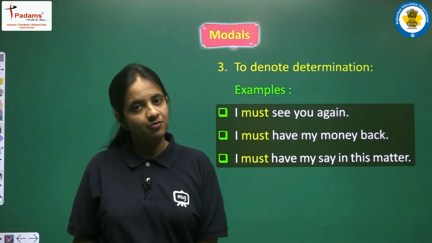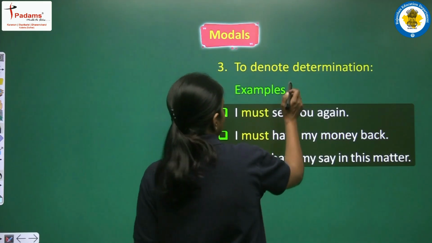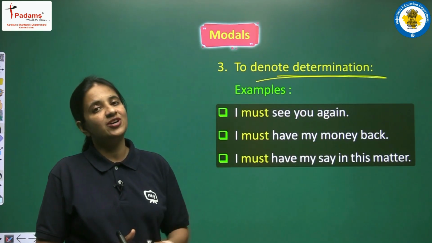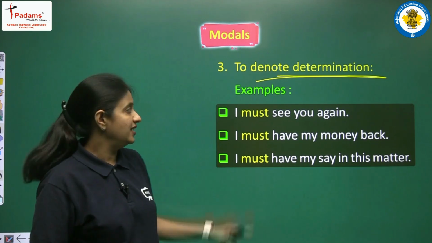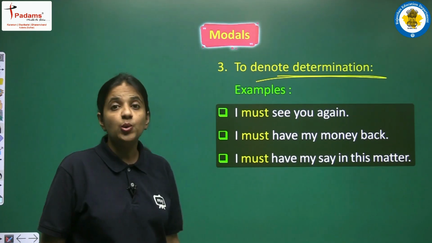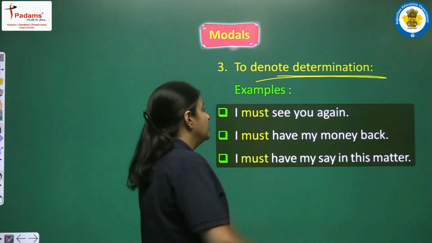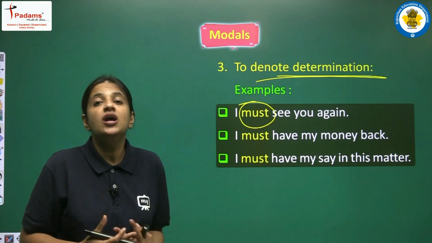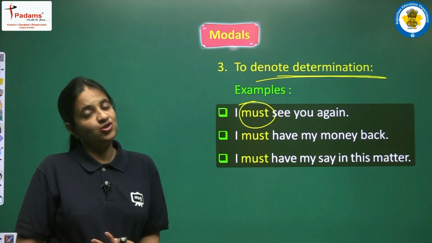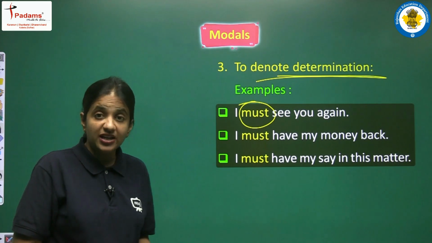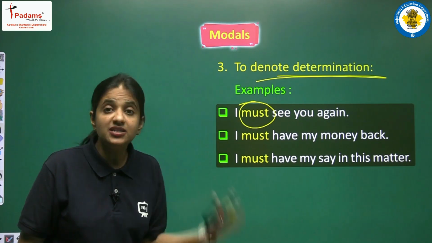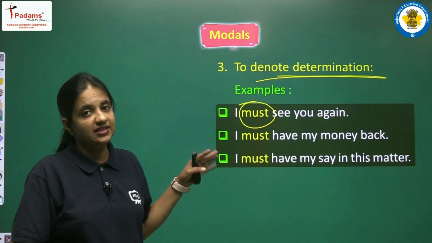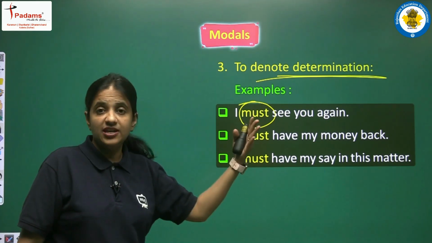Moving on, another use of must. So let's see. It is used to denote determination, or we can say very firm faith, very firm decision. So let's see the examples. I must see you again. Again, we can see that we are using must in a sentence, and with the help of must we are trying to show our firm decision, we are trying to show our firm faith, our determination, and we are saying that I must see you again. It means no matter what, but definitely we are saying this thing, that definitely I will see you again.